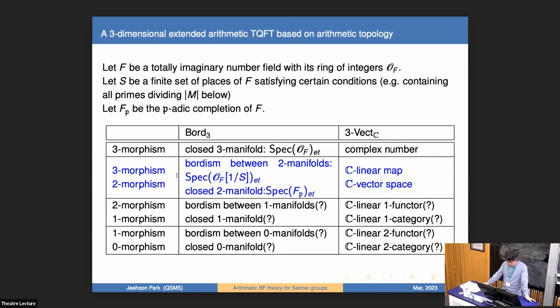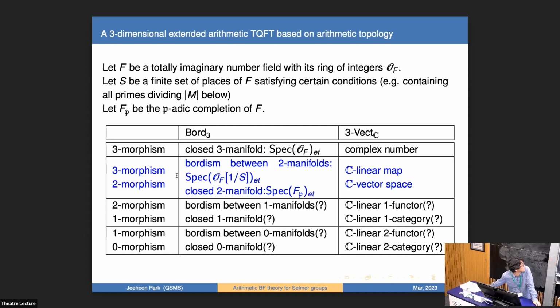So I summarize what it is. Say F is a number field. For the simplest technical reason, I will assume it's totally imaginary, and O_F is its ring of integers. And there's a certain finite set S of places of F, and F_P will be the p-adic completion of F, where P is a prime ideal of F. That's the setup. And then I would like to construct a functor from the Bordism category of this thing.